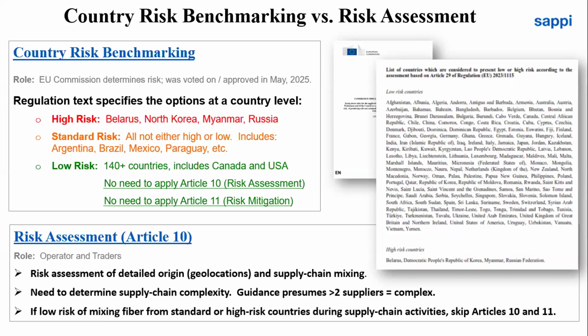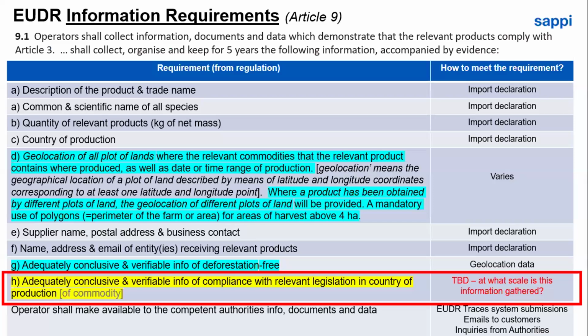You need to assess your supply chain complexity. By the way, the EU considers anything more than 2 suppliers as a complex supply chain. I'm going to guess all of us in the room have complex supply chains. And only if you have low risk of mixing from any other country can you skip Article 11.